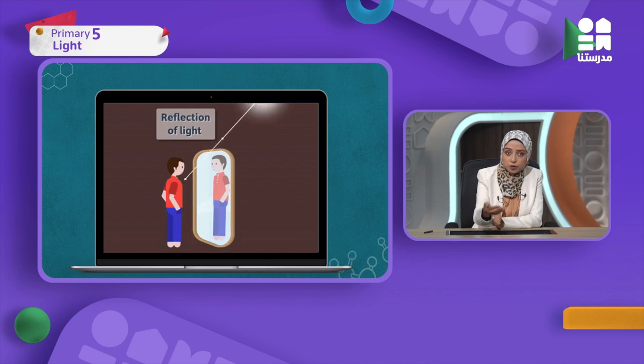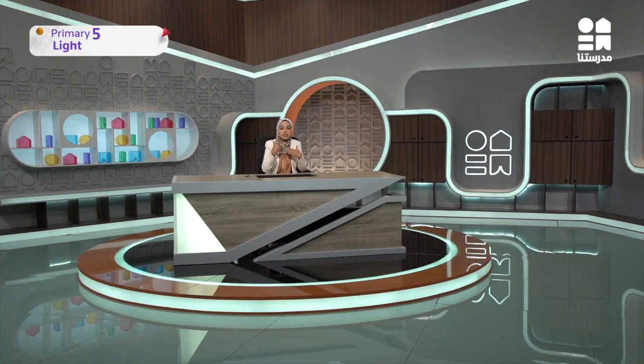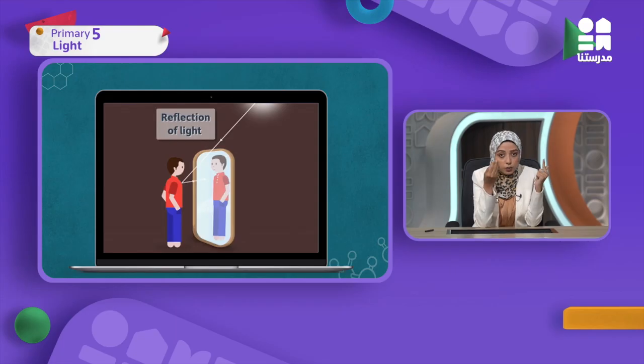The light comes from the source of light and falls on us. Then our body reflects the light rays to the mirror, but our body reflects the light rays scattered in many directions. Then they go to the mirror, and the mirror reflects them again, but all in one direction, because the mirror is a smooth surface, all in one direction to our eyes. Therefore, we can see our images on the mirror.